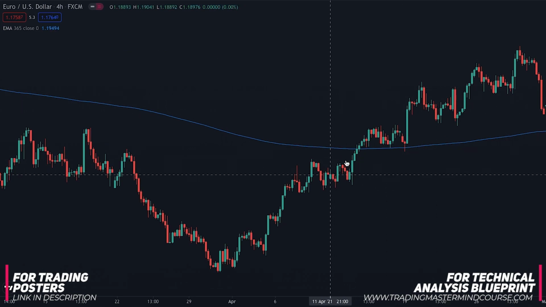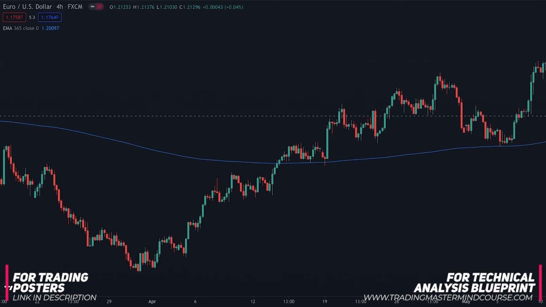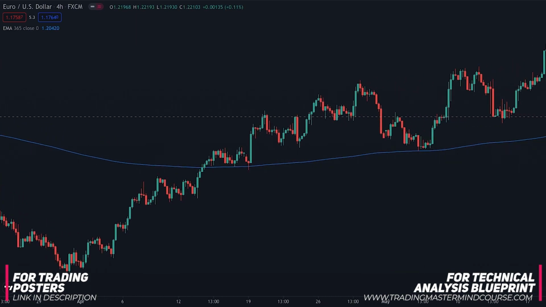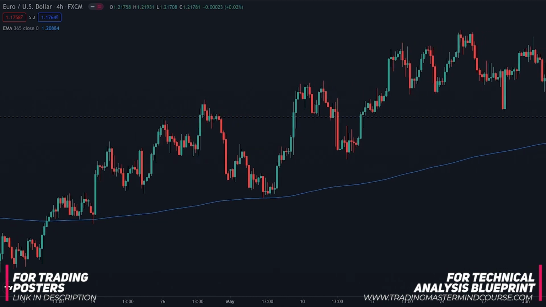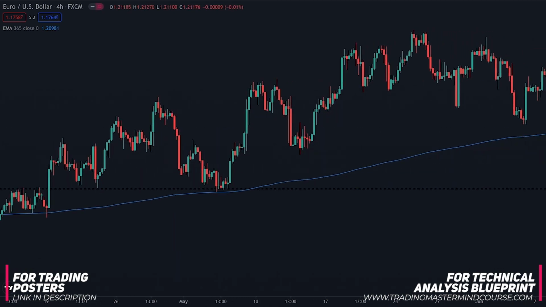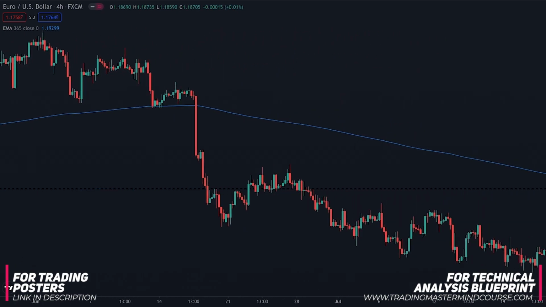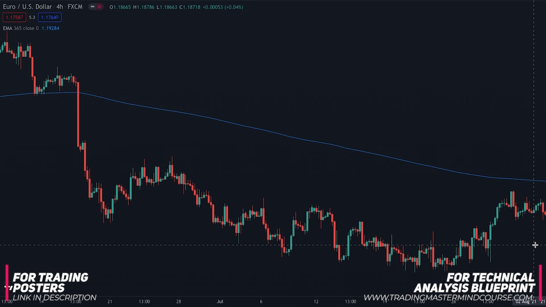Now that we have had the break to the upside and a retest to have gone up, we are looking for a break to the downside and a retest to go down. We have had a clear break to the downside. We then look for a retest to sell, which we are yet to have.